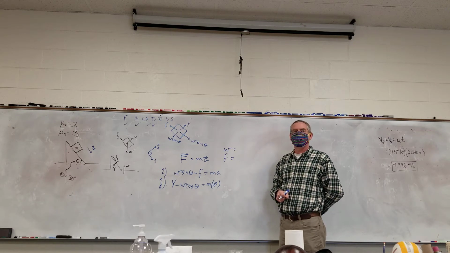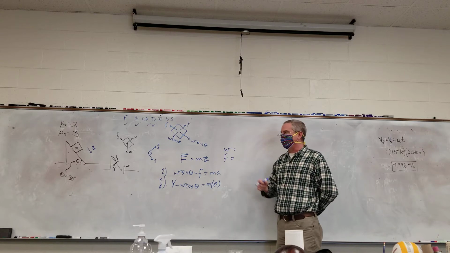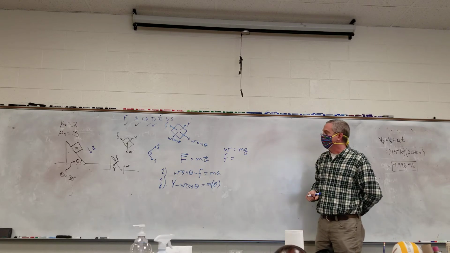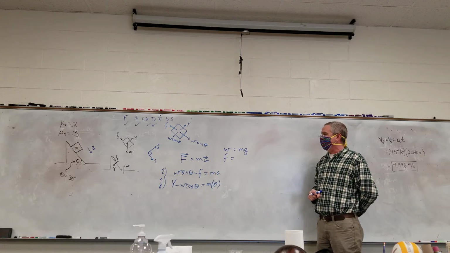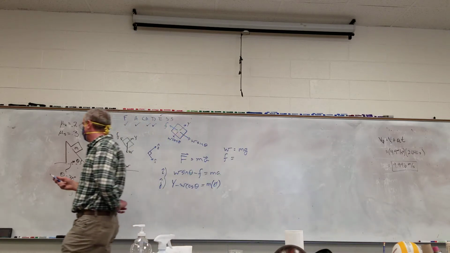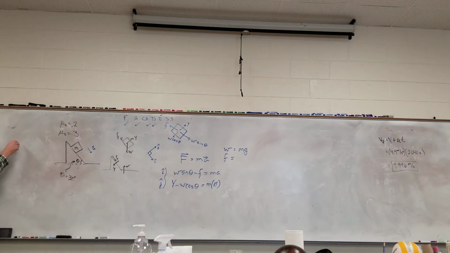Is it mass times gravity or little g? Whatever you want to call it. mg works. Acceleration due to gravity. It is indeed mg. And friction, again, we have two types of friction. We have kinetic and static. I think this is sort of how we ended up the class.